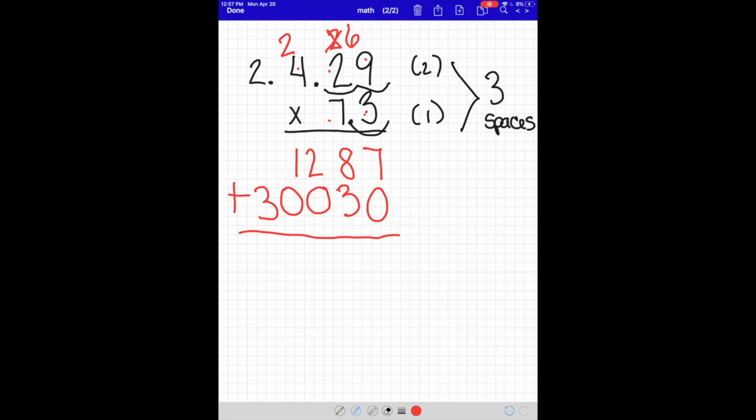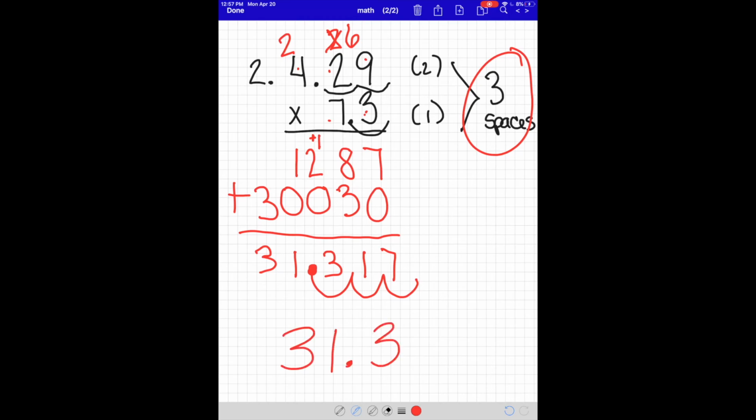We're going to add them together. 7 plus 0 is 7. 8 plus 3 is 11, so you're going to carry your 1 to above the 2. 1 plus 2 is 3, plus 0 is 3. 1 plus 0 is 1, and 3 plus nothing is 3. And then remember, we have 3 spaces, so we're going to go in 1, 2, 3. Put our decimal point, so our answer is 31.317.